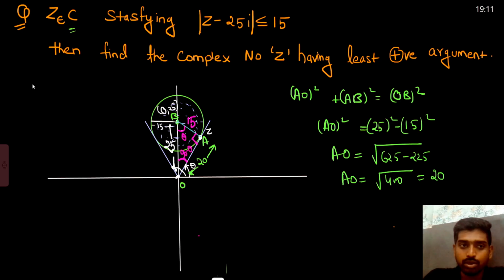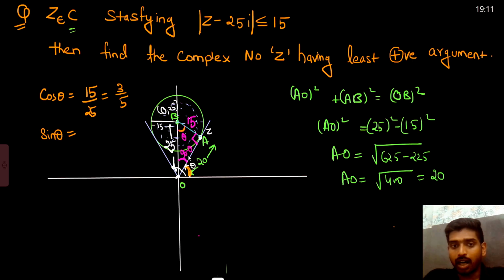Now can you tell what is cos theta here? Theta is this angle, right? This angle is theta and this angle is also theta. So using this right angle triangle ABO, we'll find cos theta. Cos theta will be equal to adjacent or base upon hypotenuse. So here we get 15 upon 25, and canceling with 5, we get 3 upon 5. Now what is the sin theta value? Sin theta is opposite or perpendicular upon hypotenuse. So here we get 20 upon 25, which is 4 by 5.